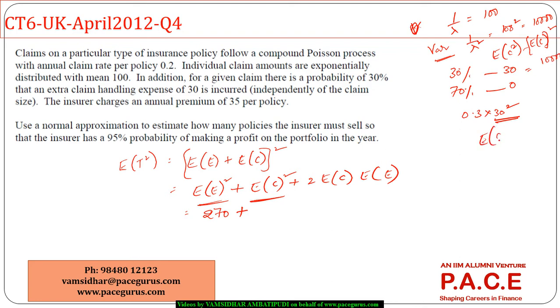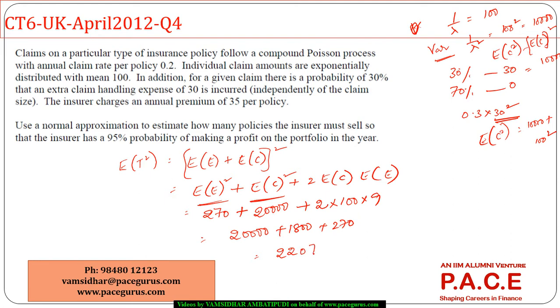So expected value of C squared will become 10,000 plus expected value of C whole squared, which is 100 squared. So this is becoming 20,000 plus 2 times expected value of C, which is 100, and expected value of E, which is 9. So this comes out as 20,000 plus 1800 plus 270. So expected value of T squared comes out to 22,070.